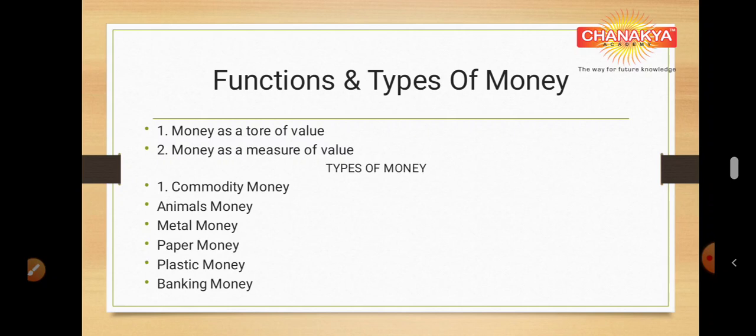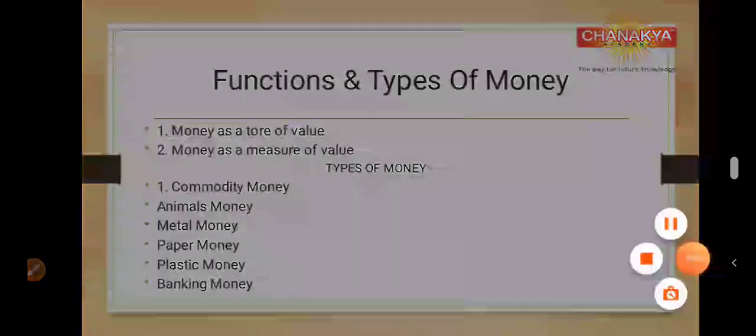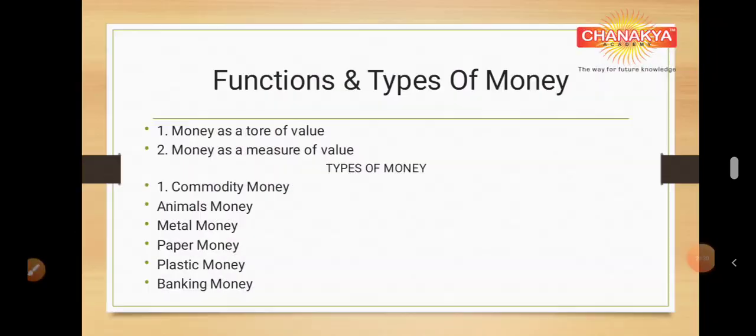What are the different types of money that we have seen? Commodity money, animal money, metal money, paper money, plastic money, and banking money. With this, I conclude today's session. Tomorrow we will move ahead with the second half of this chapter, that is inflation.